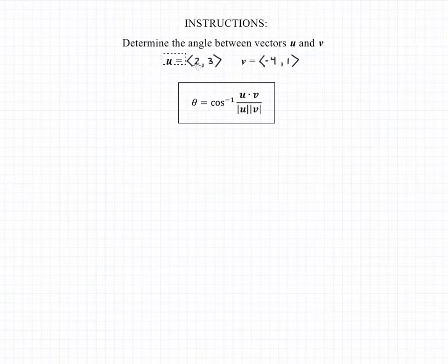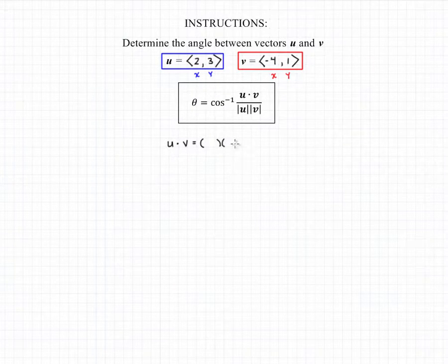In order to calculate the angle between vectors u and v, we need to figure out the dot product of u and v and the magnitudes of both of the vectors. So we're going to calculate the dot product by taking the product of the x-coordinates of the two vectors and adding that to the product of the y-coordinates of the two vectors. So we'll have 2 times -4 plus 3 times 1. That's going to give us the dot product equaling -8 plus 3, or -5.